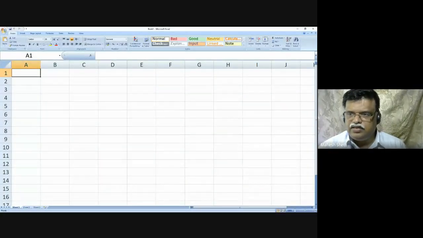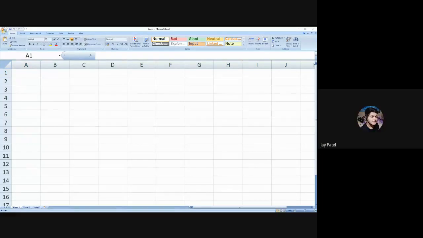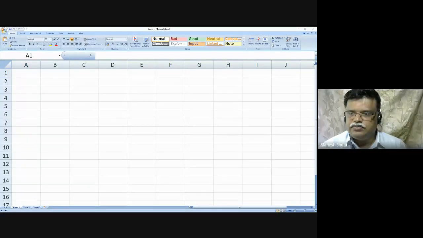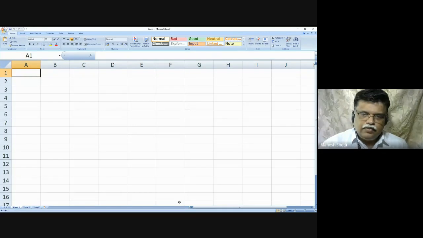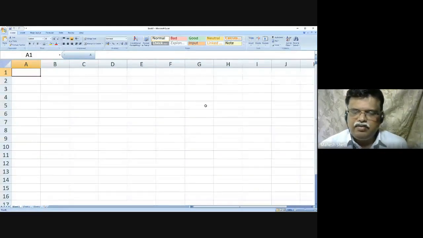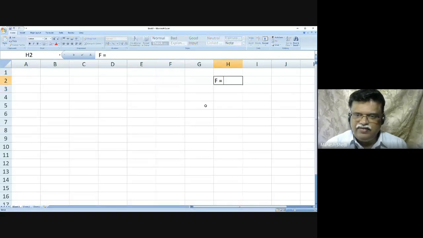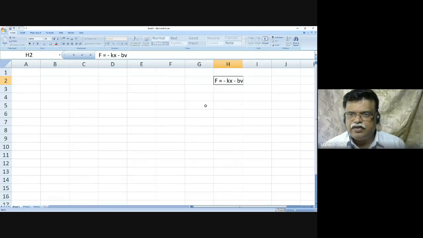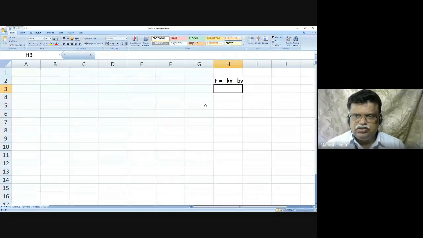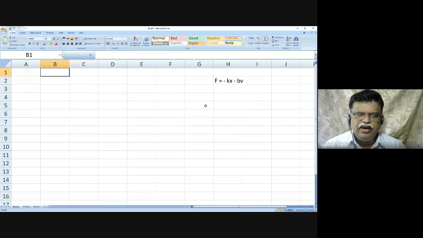Is this sheet visible? Yes, sir. Okay, so we are solving this particular problem. Let me just write that problem for reference here. F is equal to minus kx minus bv. This is the equation that we want to solve. This is the restoring force, and we are going to take mass as 1.